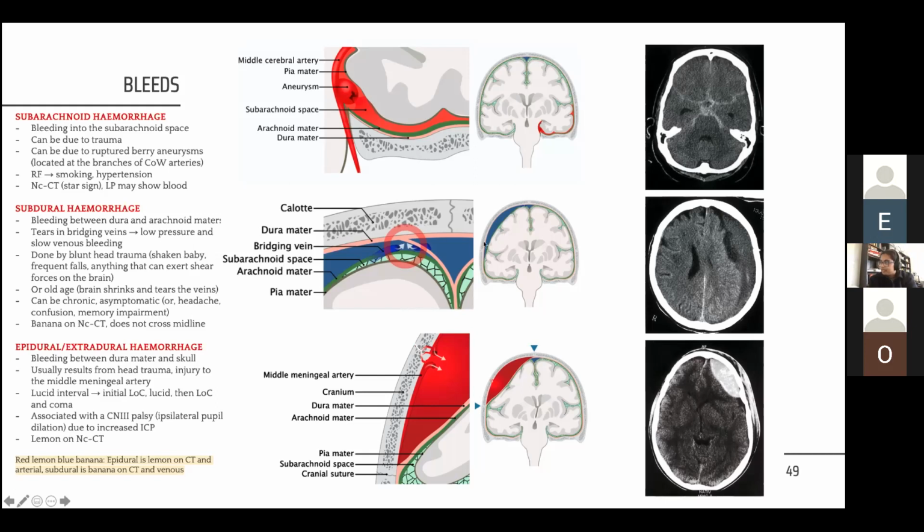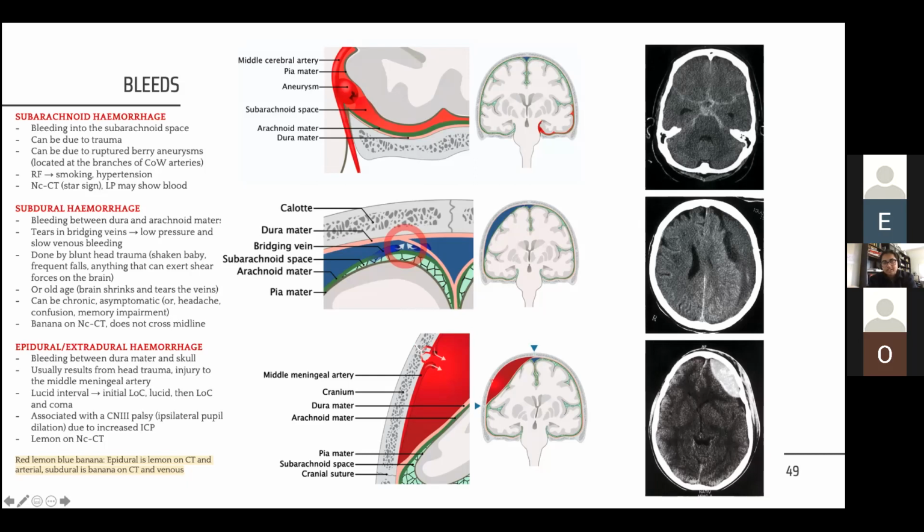So that's where it bleeds into. As you notice, you've got your dura mater in the way, and your dura mater creates all of those folds between parts of the brain. So a subdural hemorrhage can never cross the midline. On a CT, it looks like a banana.